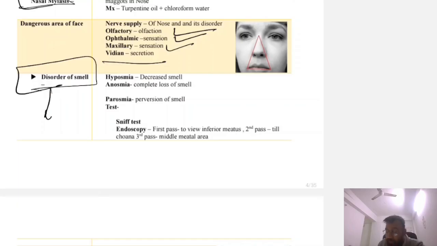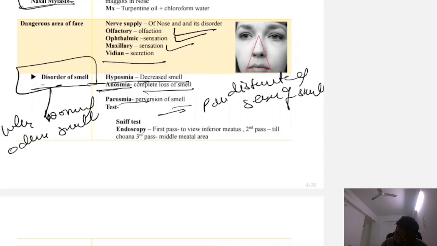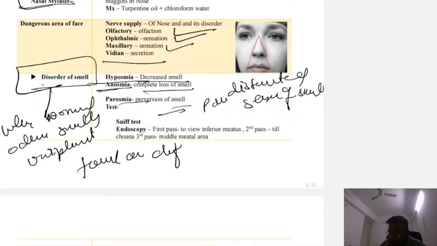Now disorders of smell. Decreased smell is hyposmia. Anosmia is complete loss of smell. Complete loss. Parosmia is perversion of smell. What is perversion? A distorted sense of smell, where normal odors smell unpleasant, foul, or different from what they should. This is parosmia.